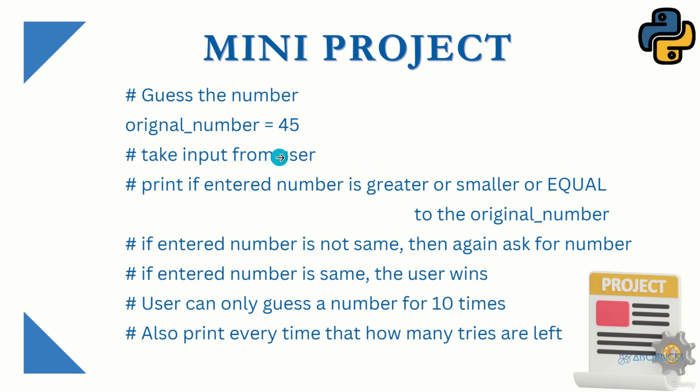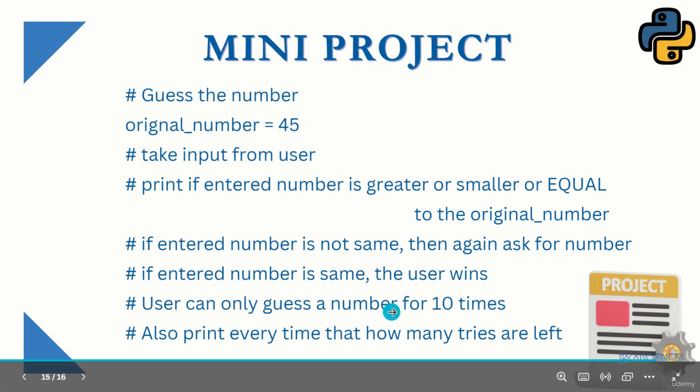If the entered number is equal to the original number, then we will stop the flow and stop the program, which means that the loop will be broken and we'll say, hey, you win the game. That's it. Okay. So if the entered number is not the same, then again ask for the number. If it is greater or smaller, again ask for the number. But if the entered number is the same, then the user wins and the game ends, right?